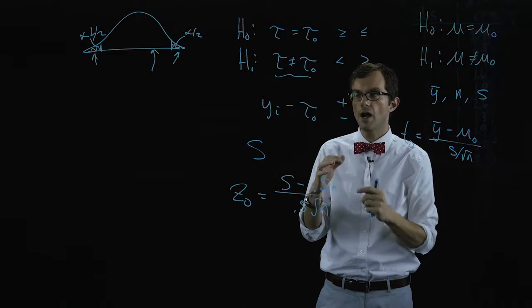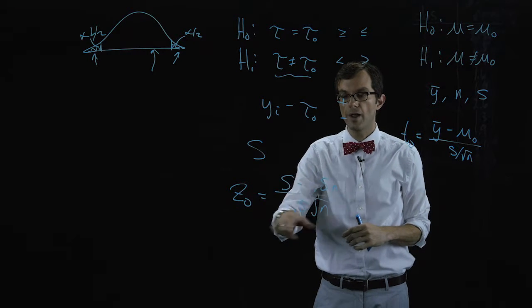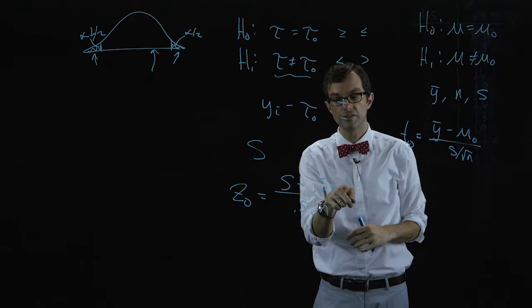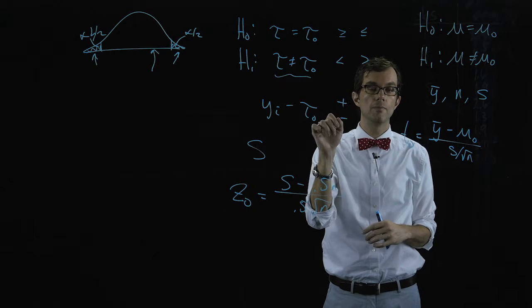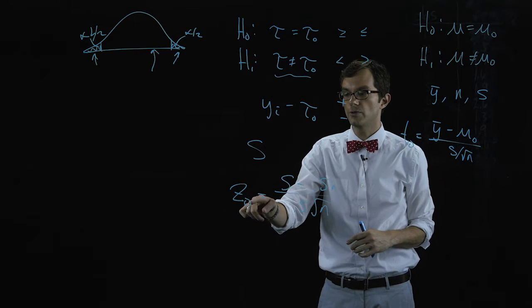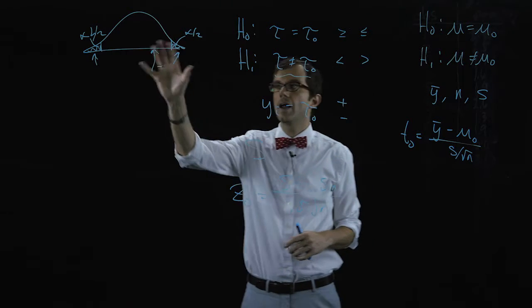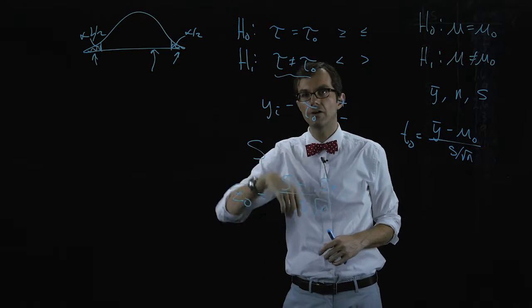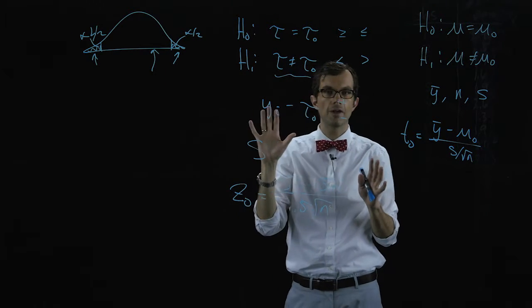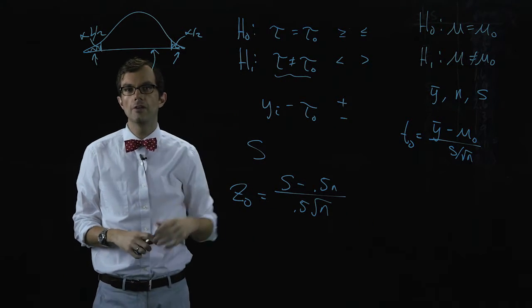So again, we're not looking at magnitudes. We are summing up the deviations on one side of the median or the other and comparing that to what we would expect if the median really was tau naught. And then that would follow a z-distribution based on the normal approximation of the binomial. And the same critical value or p-value approach still applies, same kind of concept as always, and then we make some kind of conclusion on the hypotheses.